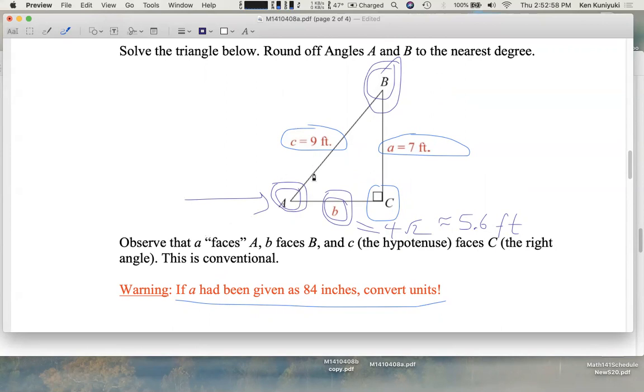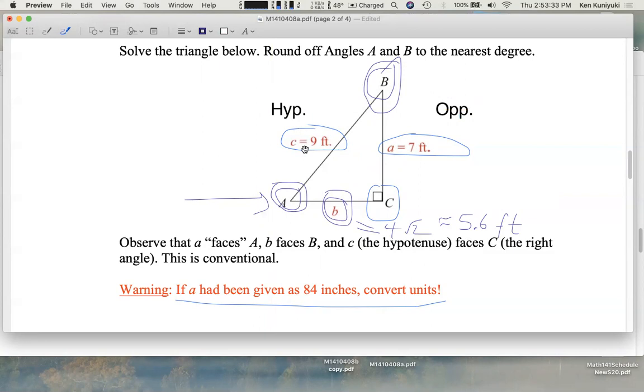At the beginning, I was given that the opposite side was 7 feet. That's the opposite side relative to angle A. And the hypotenuse for the triangle was 9 feet. At this point, I could even use the fact that the adjacent side is 4 root 2 feet, but we might want to avoid that, especially if you're rounding off. So what trig function will relate an angle, the opposite side, and the hypotenuse?